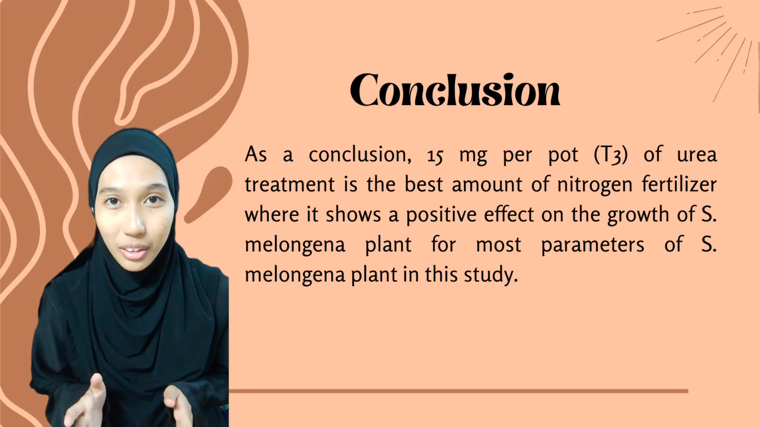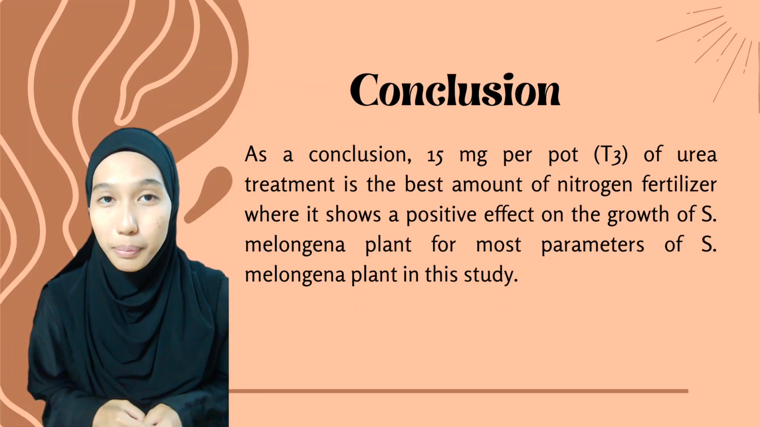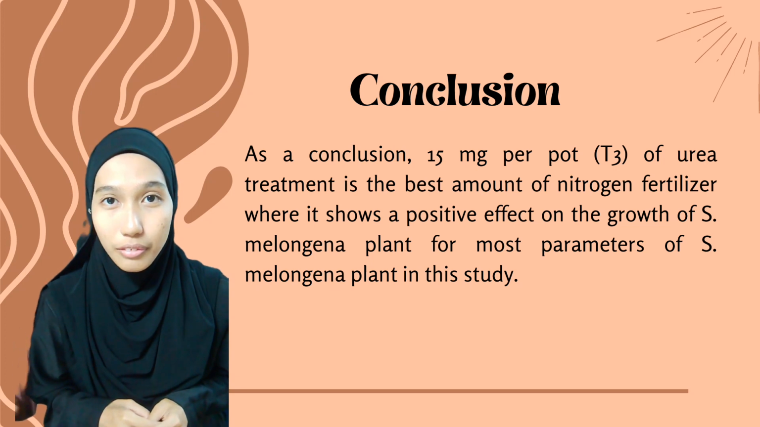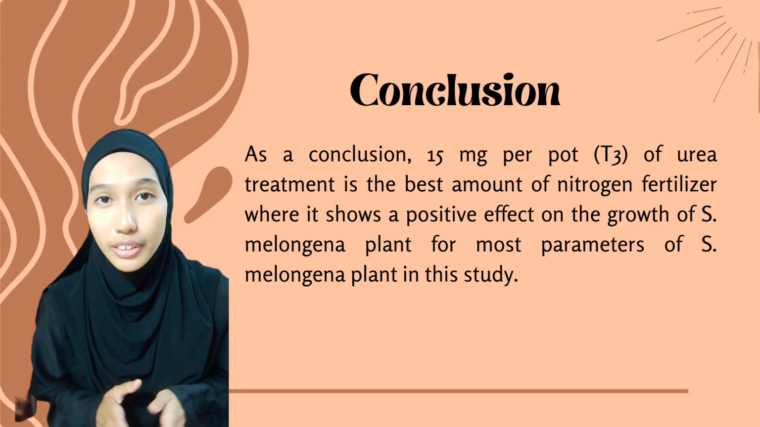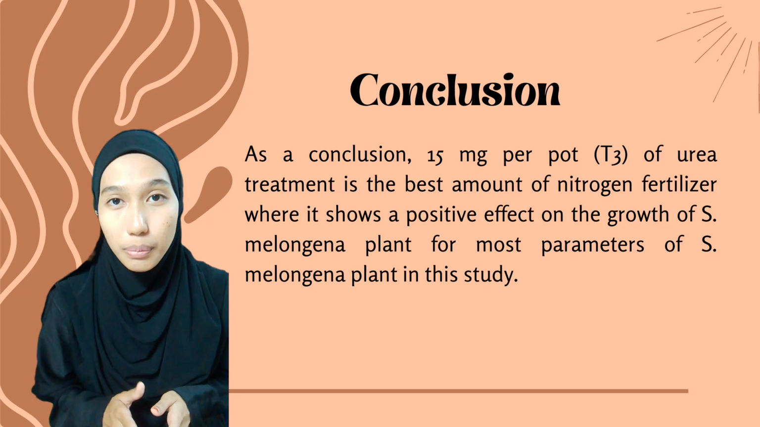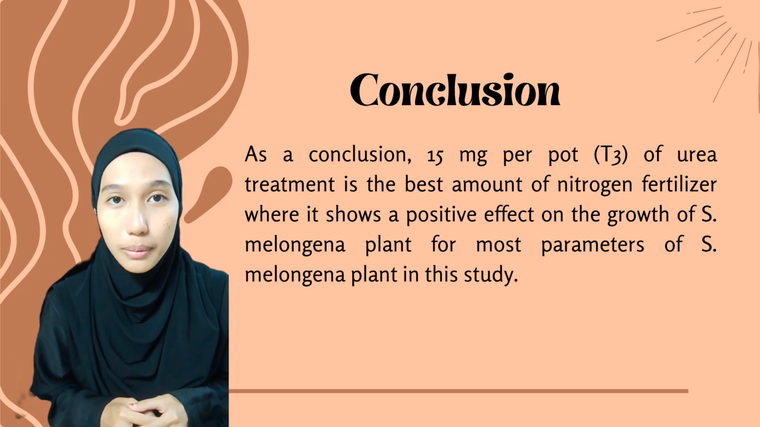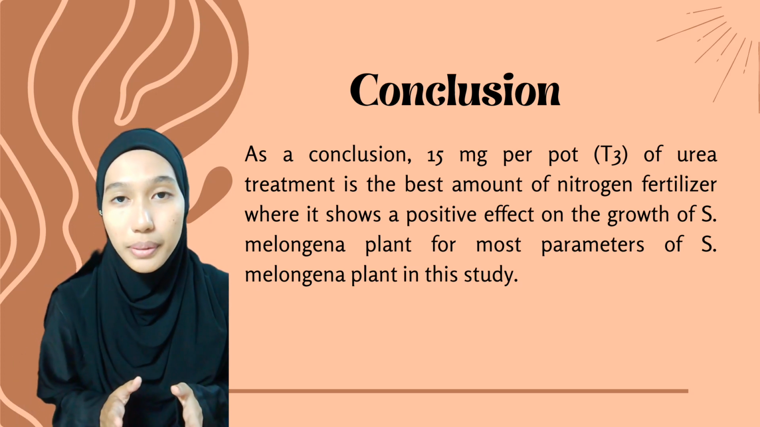As the conclusion, 50 mg per pot, which is treatment 3 of urea treatment, is the best amount of nitrogen fertilizer, where it shows a positive effect on the growth of the Solanum melongena plant for most of the parameters in this study.